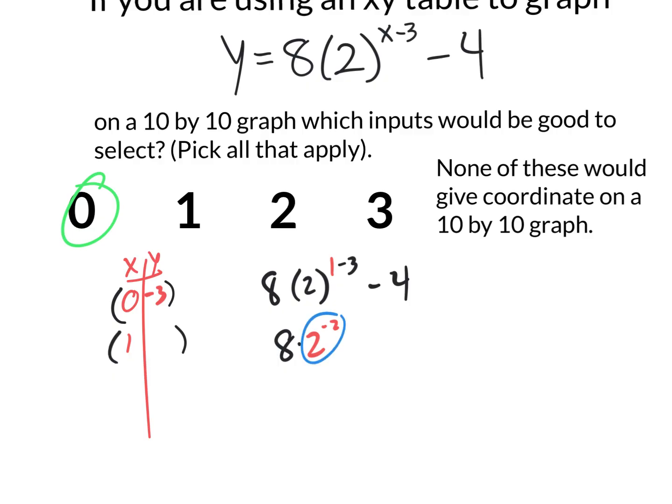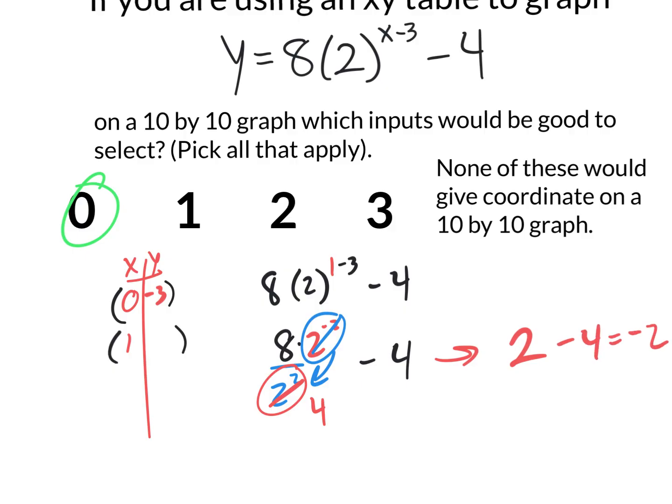Now that 2 to the negative 2 power has to go underneath, and it becomes 2 to the positive 2 power. So it's no longer up on top, and you have a minus 4 at the end. So you really have 8 divided by 2 squared, which is 4. So you really have 8 divided by 4. 8 divided by 4 is 2, and 2 minus 4 is negative 2. So when you plug in a 1, you get out a negative 2, and that also works. Okay? And then you keep going.